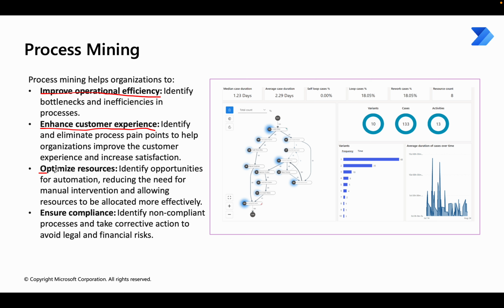The third one is optimize resources. Actually, we are identifying opportunities for automation, so that might reduce the need for manual intervention. Especially the desktop flow just mentioned, also called RPA, will reduce human beings' interaction.